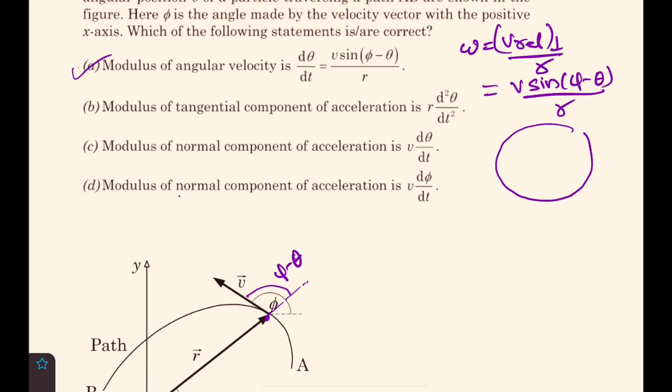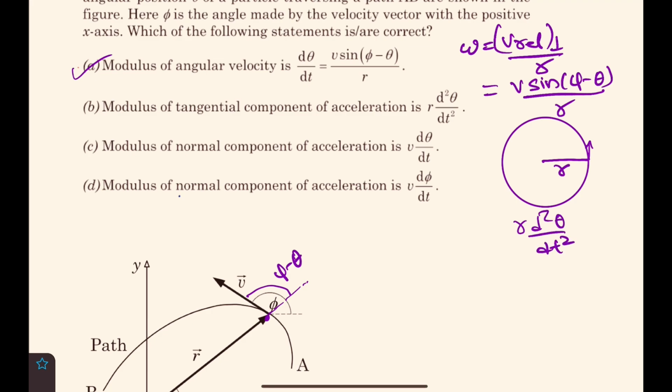Now if it was a circular motion, it would have been correct because in circular motion r remains constant. So when r remains constant, when you find out the rate of change of speed, you get r d2 theta by dt square. So it is only true if the motion is circular. But this is a general curvilinear motion, so it is not true in general.